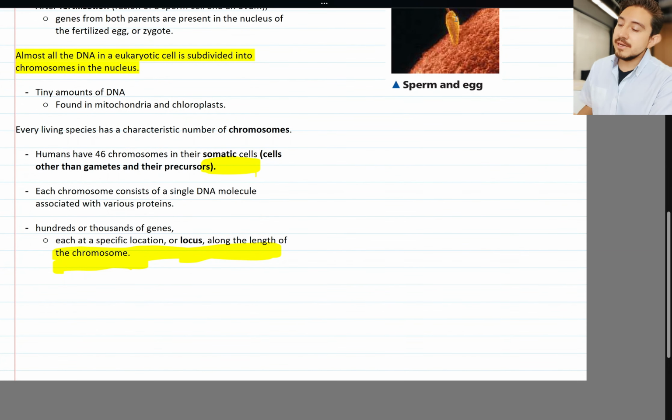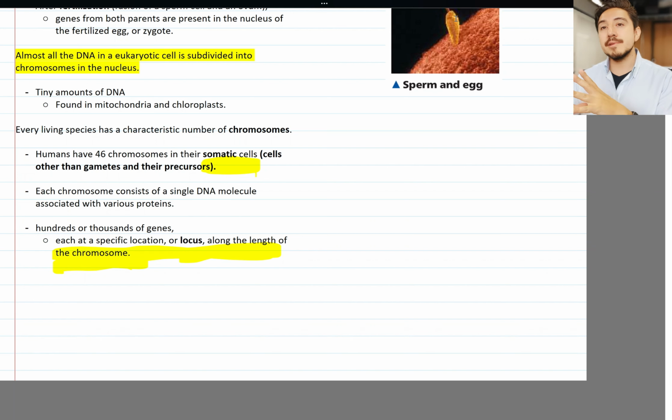Almost all of the DNA in a eukaryotic cell is subdivided into chromosomes. So we have a certain number of strands of DNA. These strands of DNA are essentially chromosomes, and we have 46 chromosomes in each and every cell in our body. Different organisms have different numbers of chromosomes. In our case, humans have 46 chromosomes. Now, this number, of course, varies depending on the species.